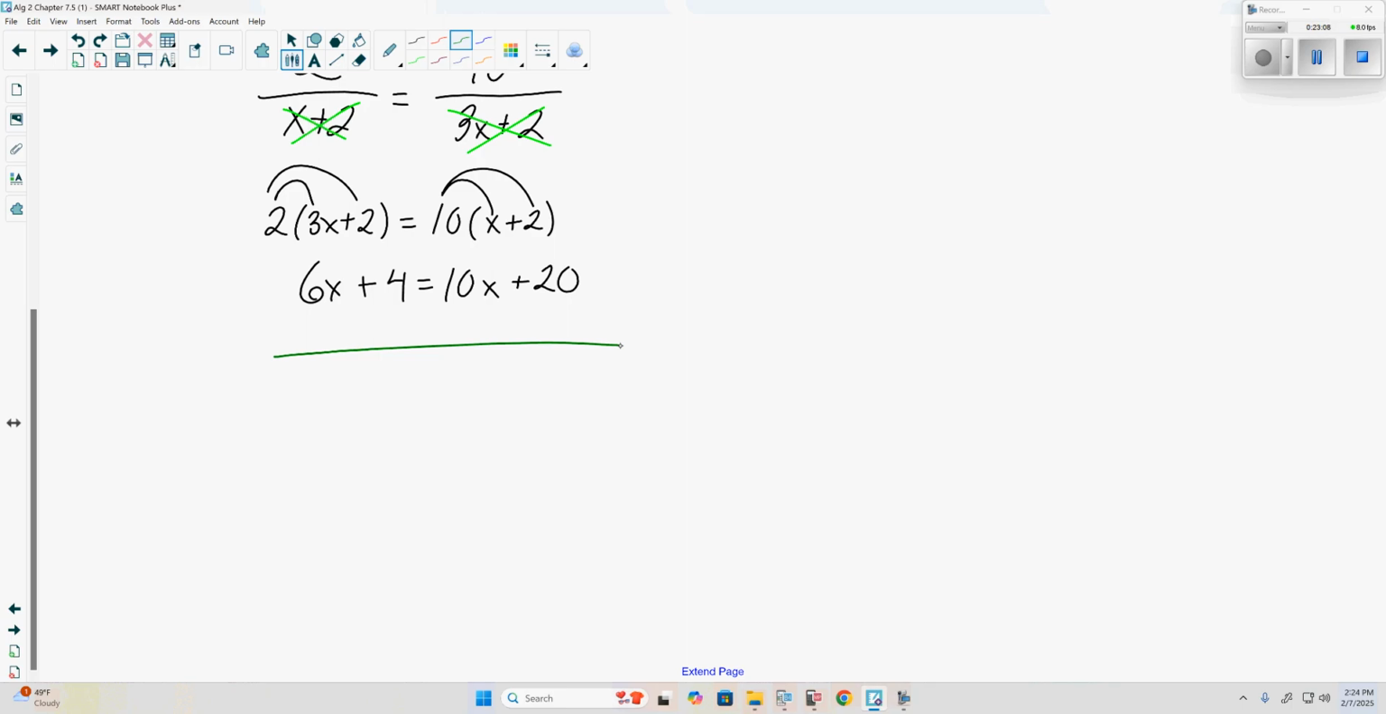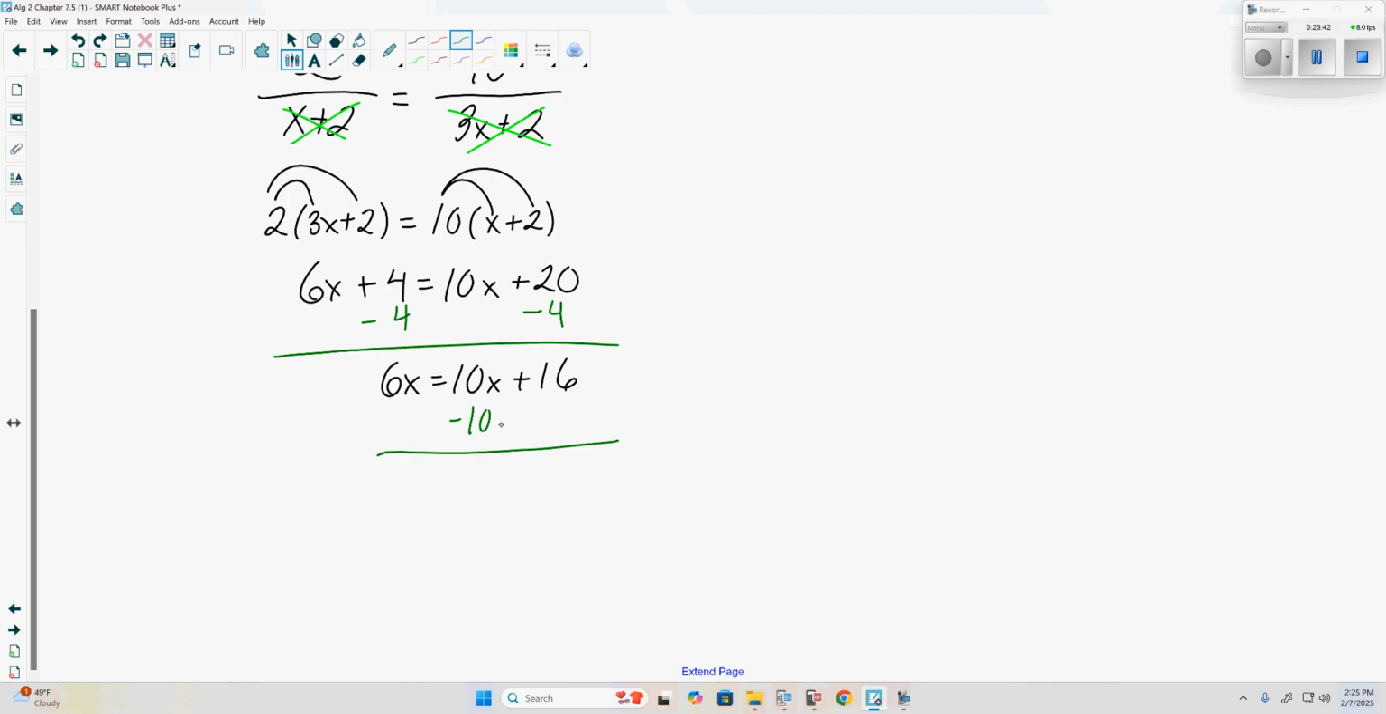What can we do next? Yeah. And really what we do first at this point is actually 4 different options that we have available to us. Because one of them is subtracting 4. The other, we could have subtracted 20. Or we could have subtracted 6x or subtracted 10x. We could have done any of those 4. But once we do one, it kind of restricts us on what we have to do next.